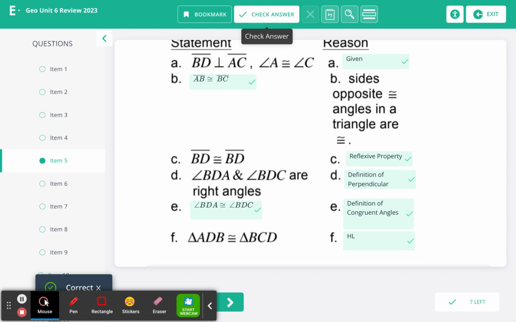And that does give us the correct answers. Number 6.